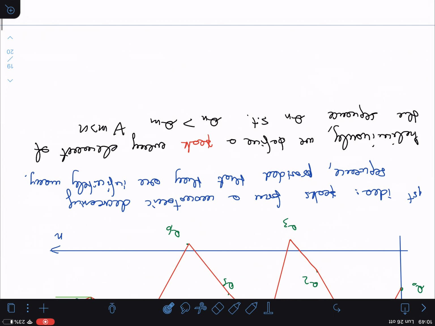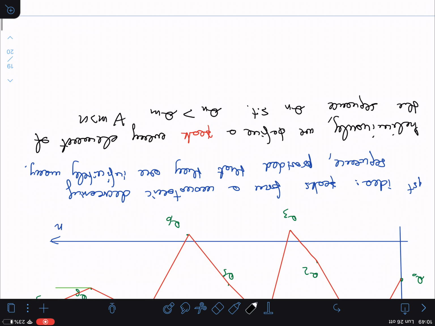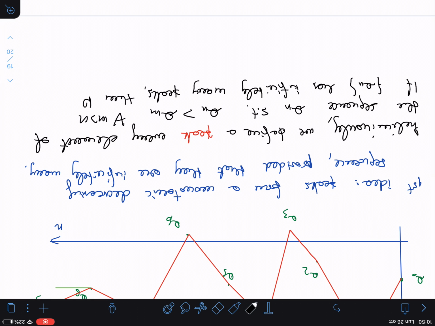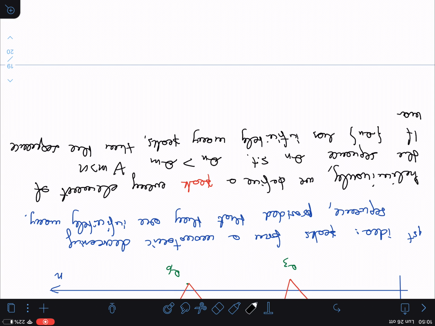Okay, now, very simply, if a_n as a sequence has infinitely many peaks, then the sequence made of all the peaks is monotonically strictly decreasing.